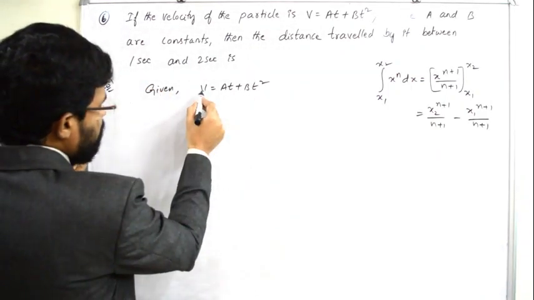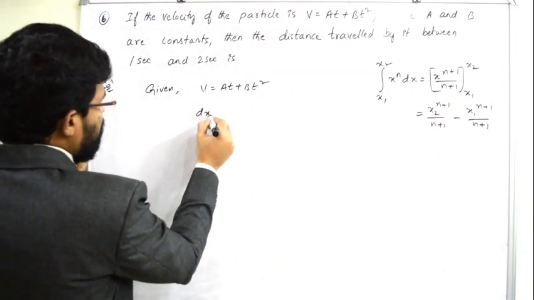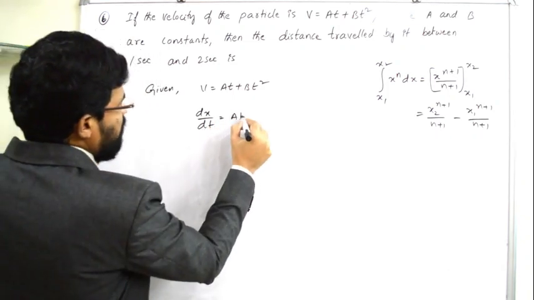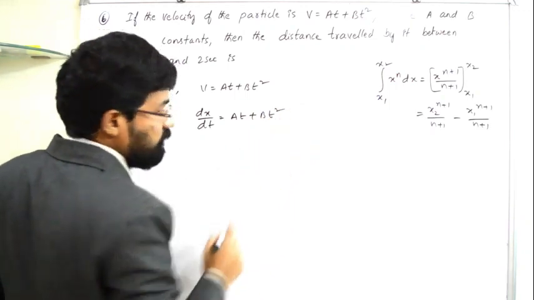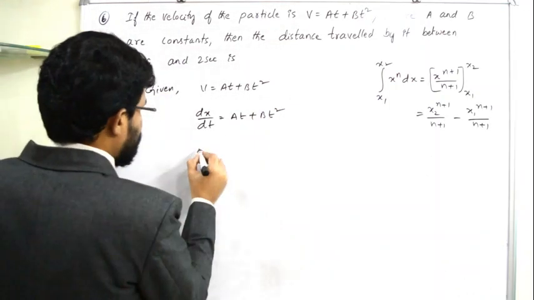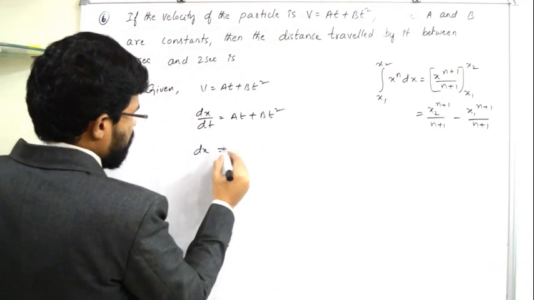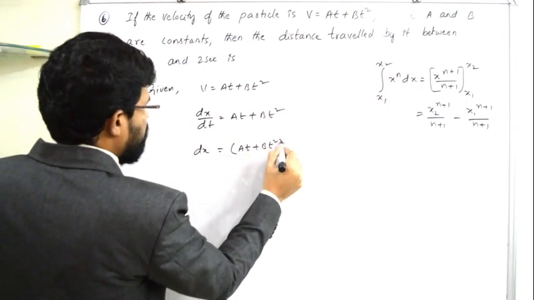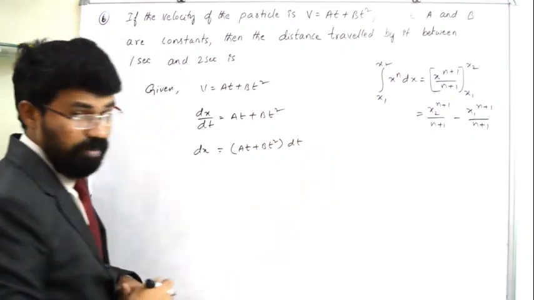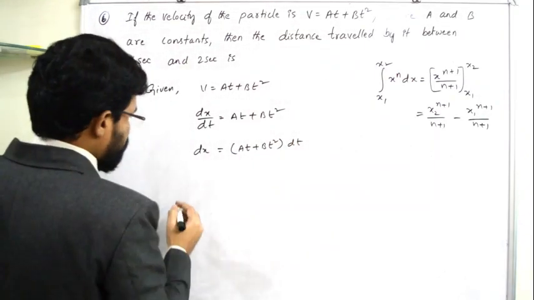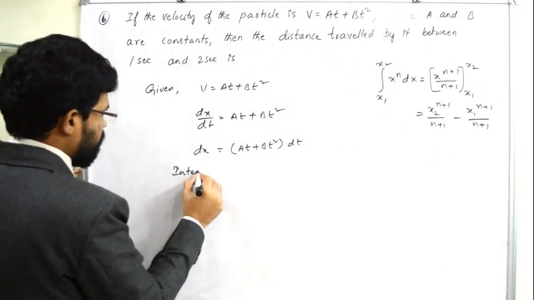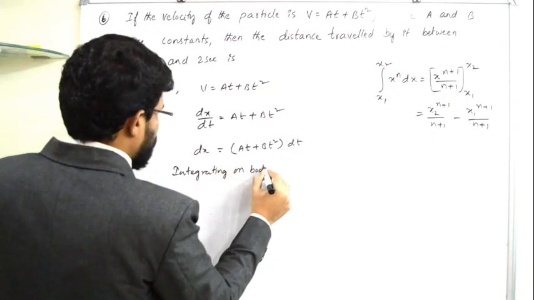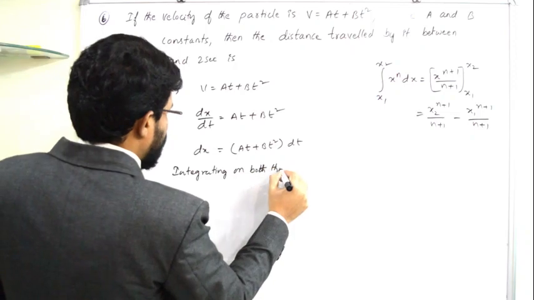Now I am going to modify this v. I can write this as dx by dt, isn't it? Is equal to at plus bt square. Let me separate the terms. It can be written as dx equal to at plus bt square into dt. Now let me take integration on both the sides.